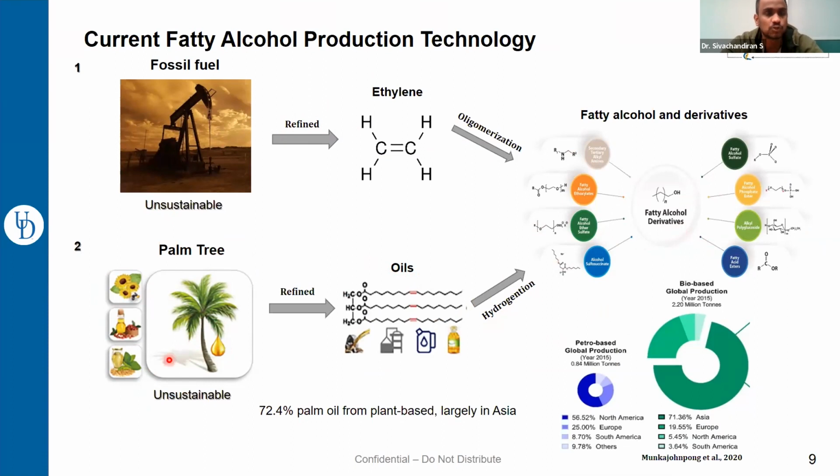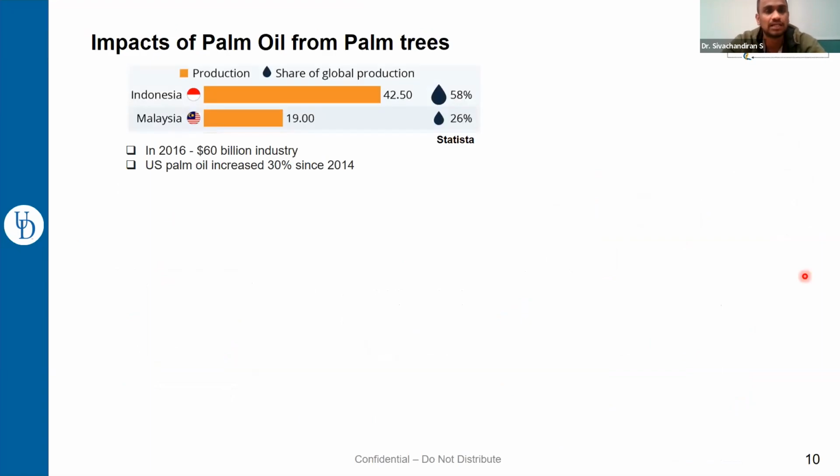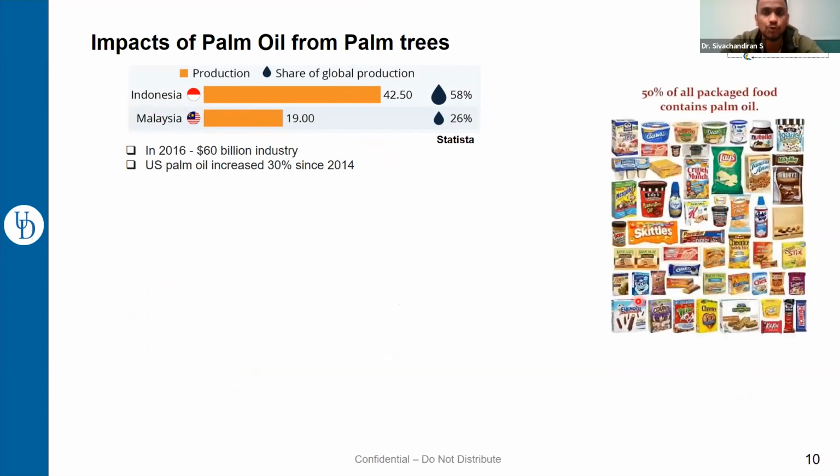Right now, 72% of fatty alcohols are made from palm trees, but it's still not sustainable. The reason is that palm trees are largely grown in Asian countries, especially Indonesia and Malaysia. These two countries share 75% of the palm export around the globe. If you go to any supermarket, at least 50% of all packed items contain palm oils.